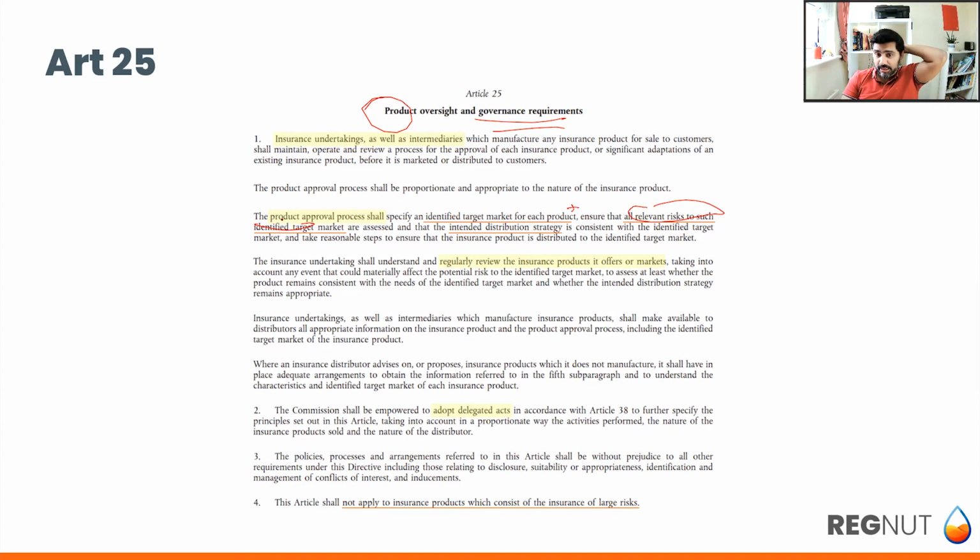So it asks for a regular review of these products. And if you were asking me, I would probably put it as 12 months minimum. So once a year, you should look at all of the products in your portfolio. But it could be even more frequent, like every 6 months, depending on the product you're selling and the pace of change in that particular space.